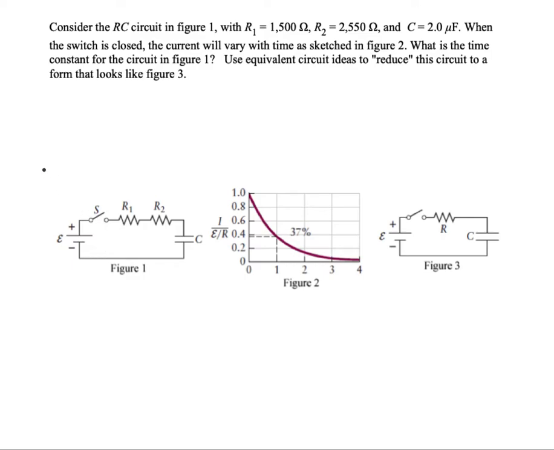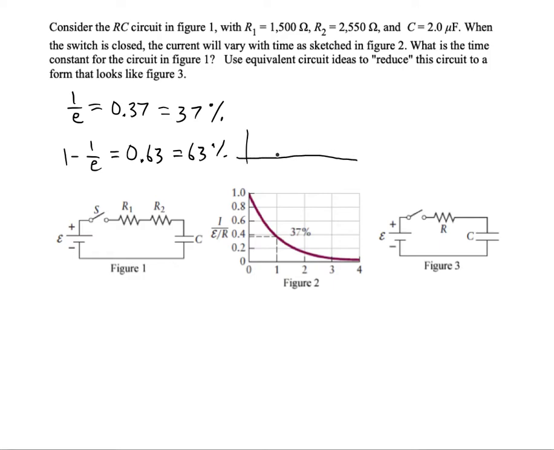Alright, so it's worth noting that 1 over e is approximately 0.37, or 37%. But 1 minus 1 over e, therefore, is 0.63, or 63%. Now the time constant can be thought of in a couple of different ways.